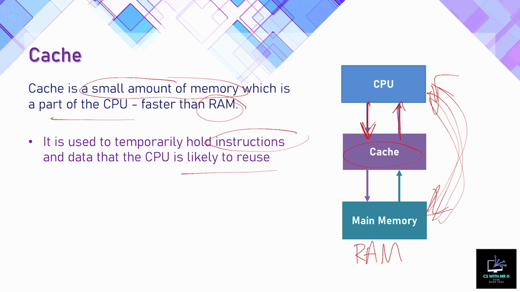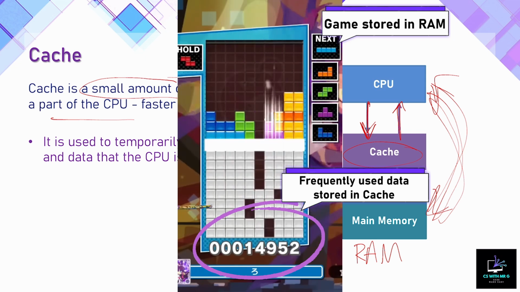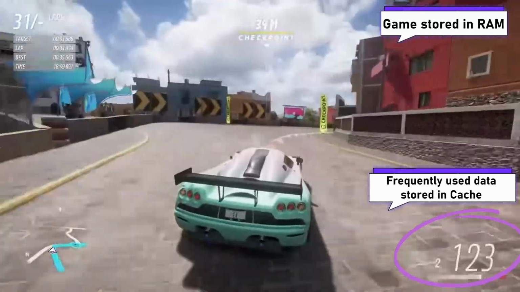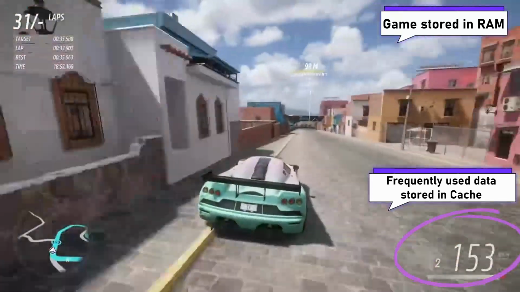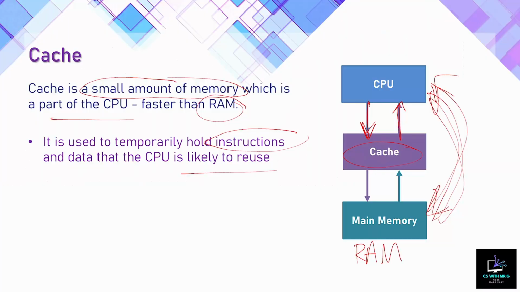An easy to understand example could be if you're playing a game and that game is currently open in RAM. If something is constantly open within the game, for example, your current score or your position in the game, the CPU knows that this information is going to be used constantly or regularly. It will just keep it in the cache, so it's much easier to access than, like I said, going back and forward to RAM.